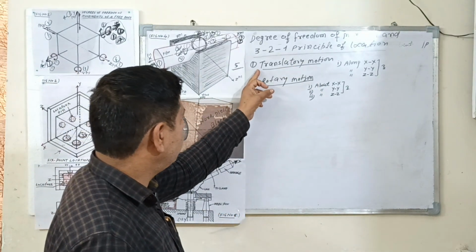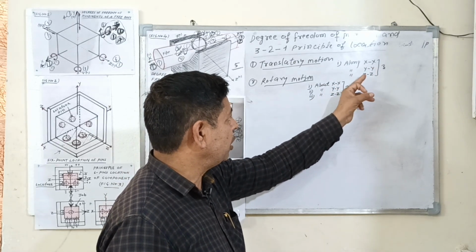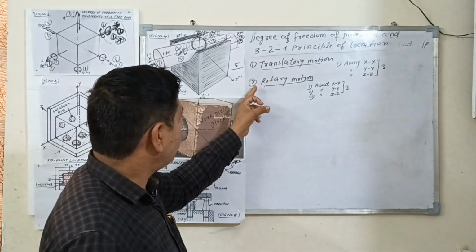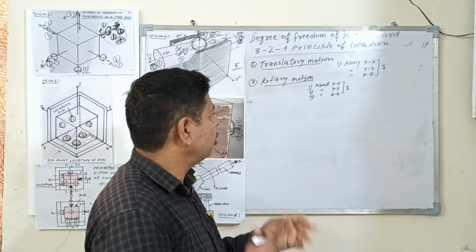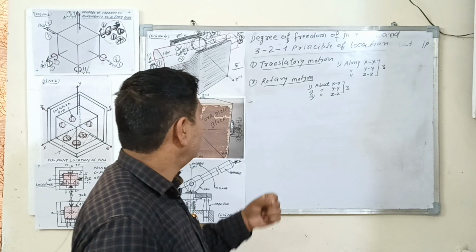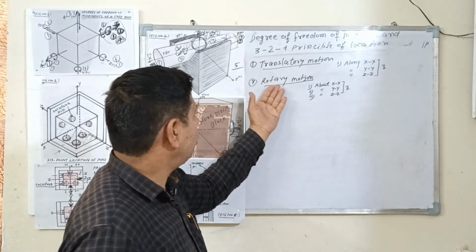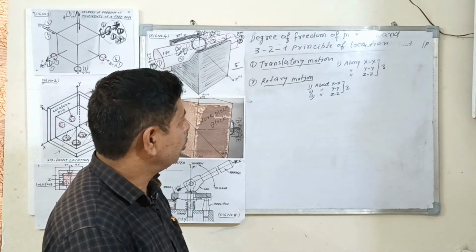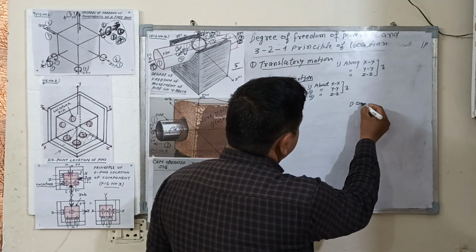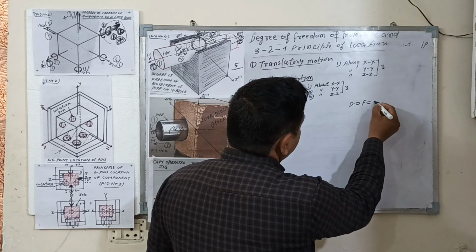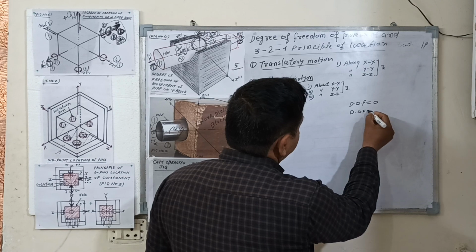Number one is translatory motion along the x-axis, along the y-axis, along the z-axis. Second is rotary motion, about the x-axis, about the y-axis, about the z-axis. The rotary motion has 3 degrees of freedom. The degree of freedom is equal to 0, or degree of freedom more than 0.